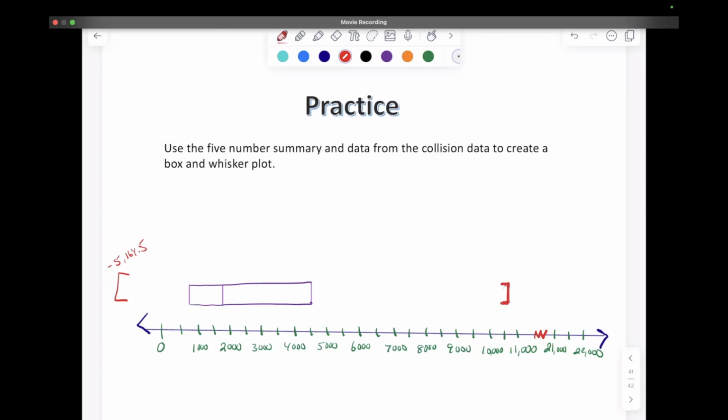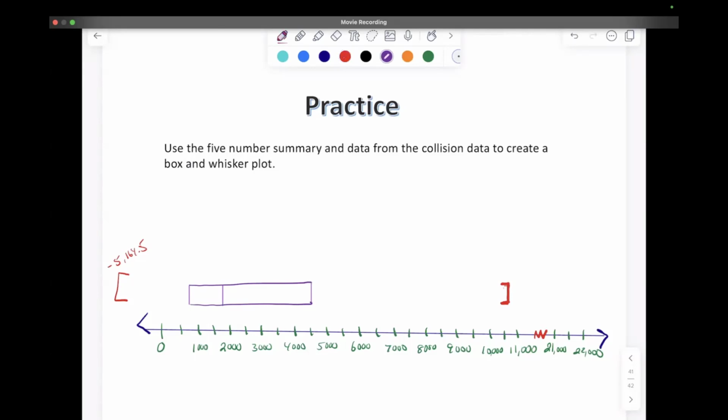That's where my upper fence is. The upper fence is going to become important. Once again, I would not label it. I would just leave it there. Okay, my whiskers. The whiskers go to the last data value inside the fence.